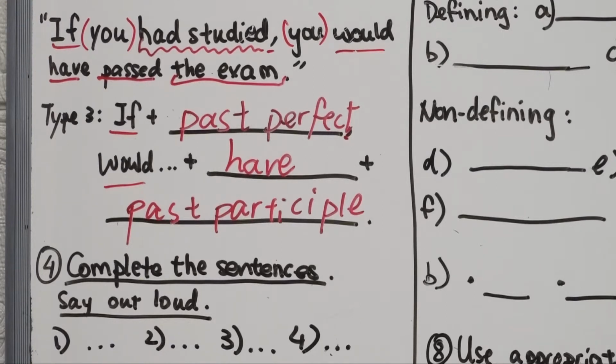So this is how we do type 3. If plus past perfect, right? Comma, we have would plus have plus past participle. Now sometimes we can also use past perfect continuous, okay? With the ing in the end, okay? Alright, so now let's try to complete the sentences. Okay, just say it out loud.